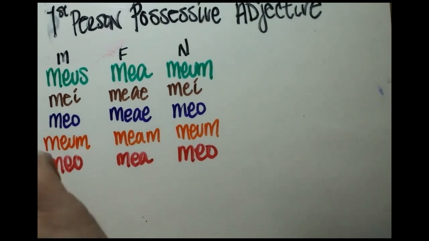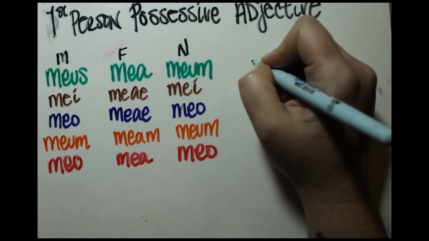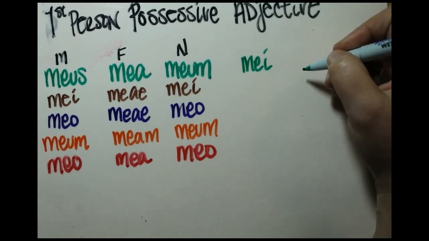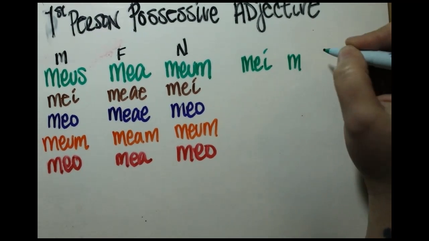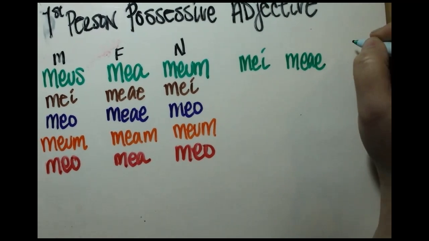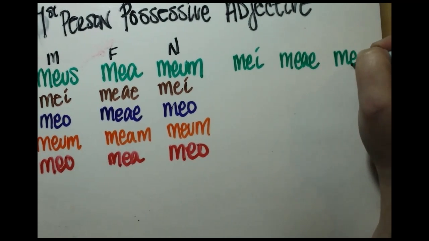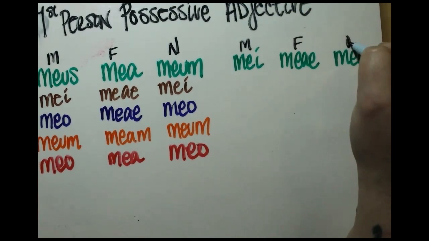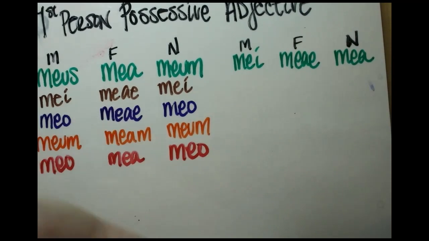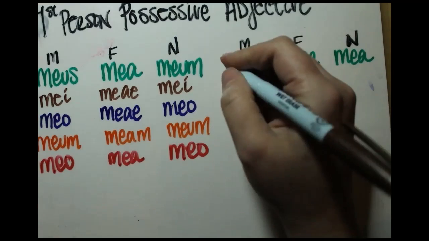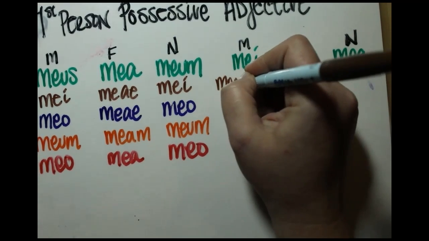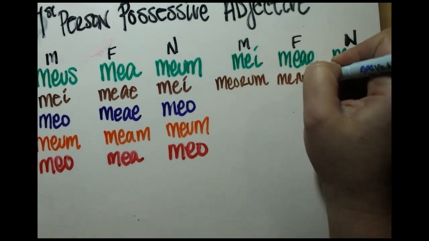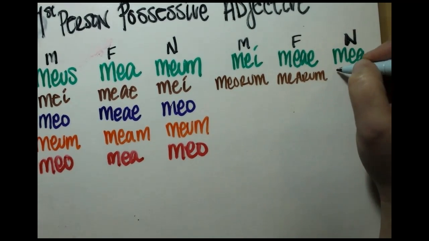Let's come over here and do the plural. For the plural masculine, mei. For the plural feminine, mei. And in the plural neuter, mea. Masculine, feminine, and neuter. In the genitive, we have meorum, meorum, meorum.